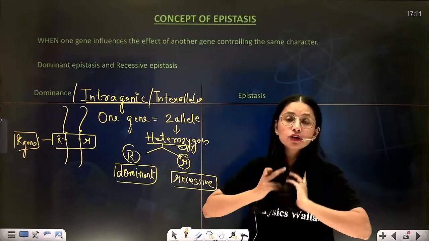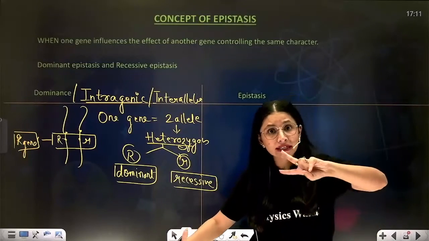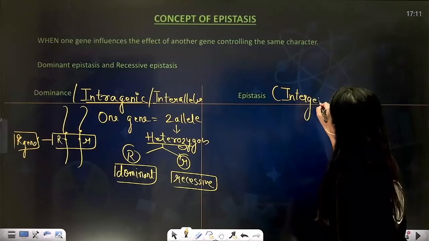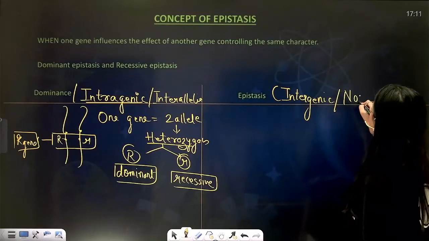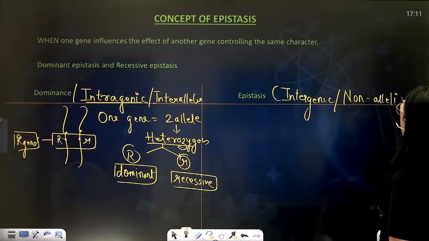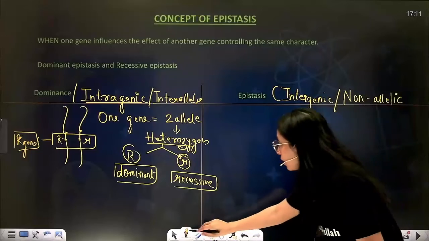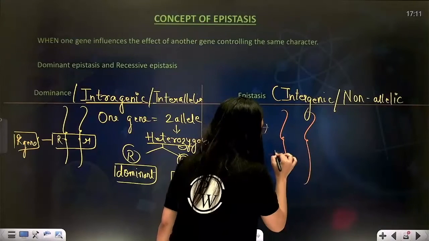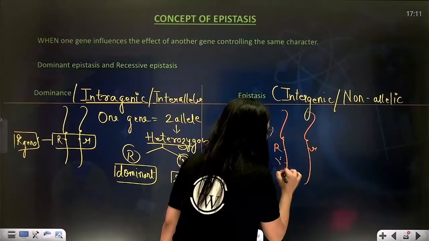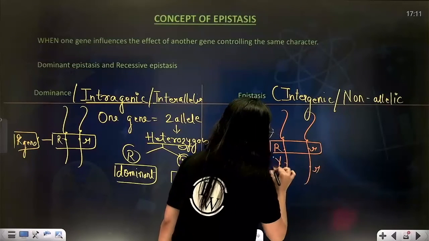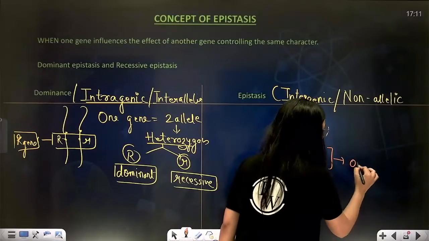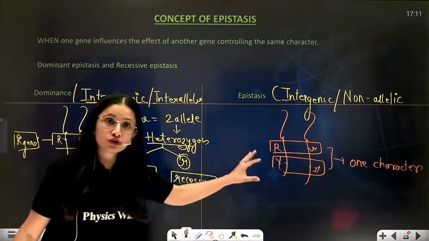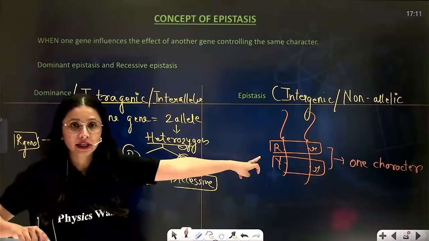Now, Bateson introduced the same concept but in between two genes, that is epistasis. So, it is intergenic, also called non-allelic interaction. Why? Because in case of epistasis, what we see, first of all, there are two genes together influencing one character. Right? So here two genes R and Y, between two genes, intergenic, correct?